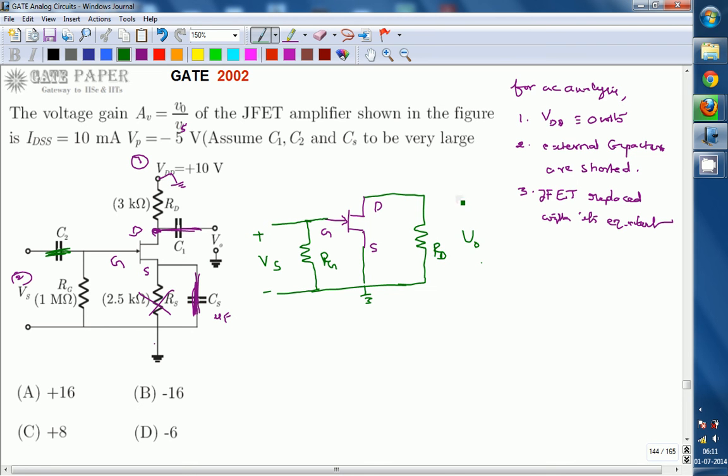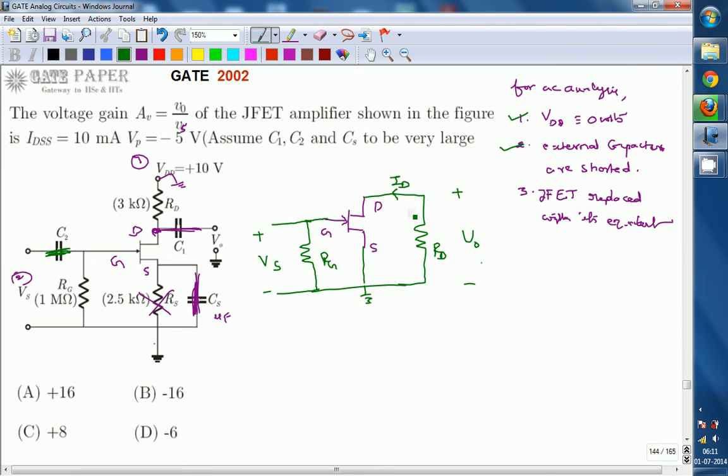And V0 is nothing but from drain to ground. So this is the V0 voltage, and the drain current is flowing in this way. This is the drain current. So this is the equivalent circuit whenever you are considering the first 2 points: VDD is 0 and external capacitors are shorted.